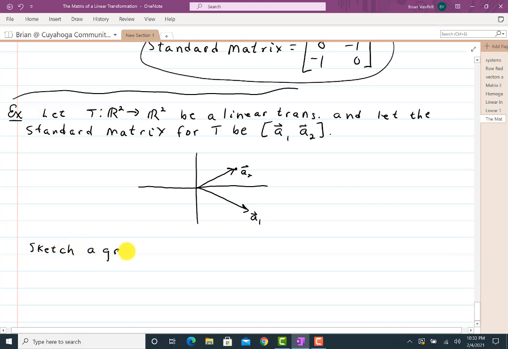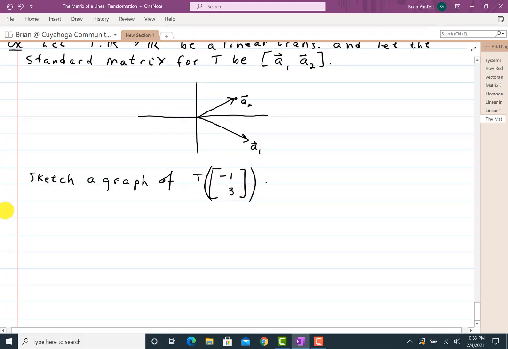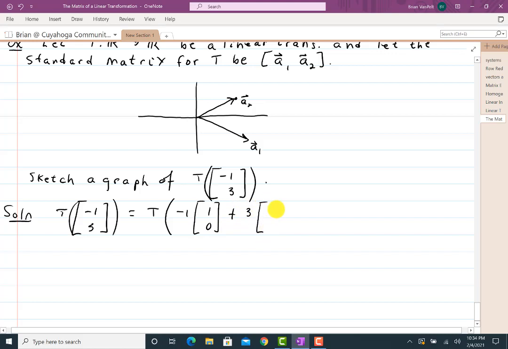a graph of T of -1, 3. And so for my solution, I have T of -1, 3 equals, I'm going to do this fast, so let's see if you can keep up with me, T of -1 times 1, 0. I guess fast for me really isn't that fast, but plus 3 times 0, 1.